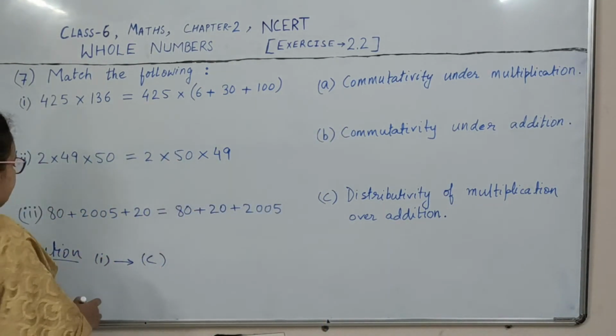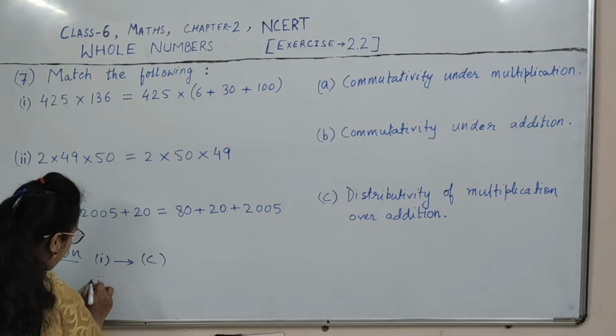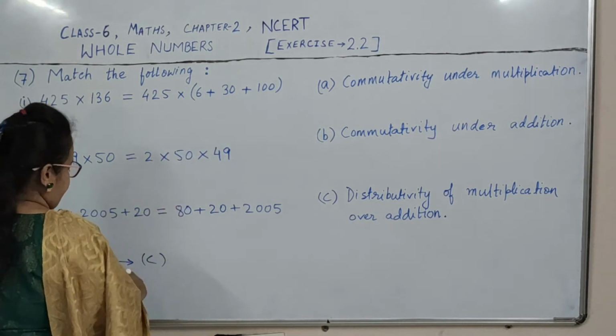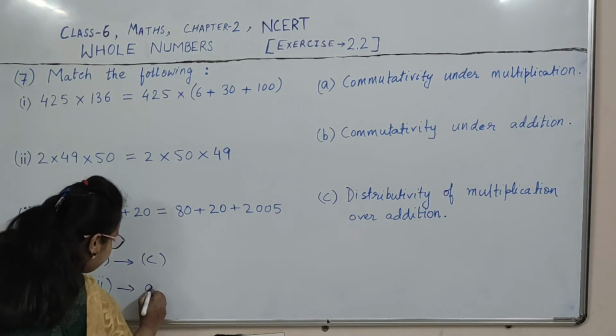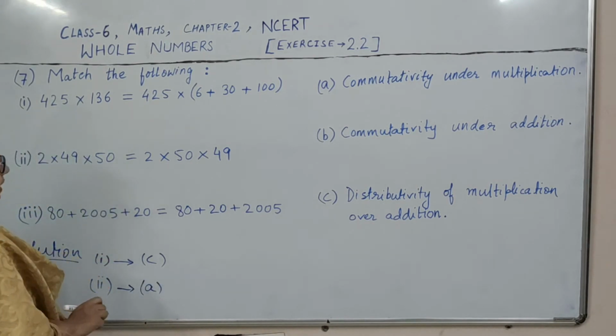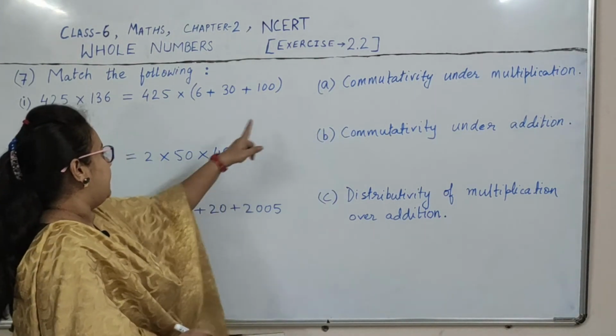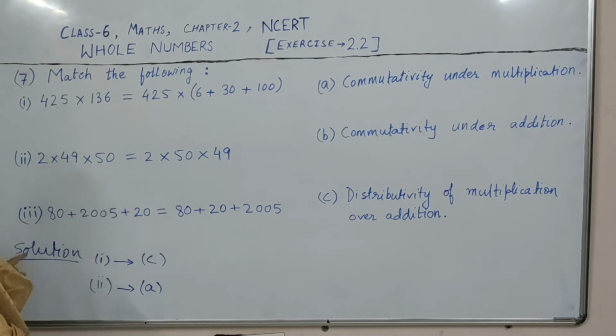So in this calculation, which property is used? The first property, the property name written in A. So commutativity under multiplication is used in this calculation.